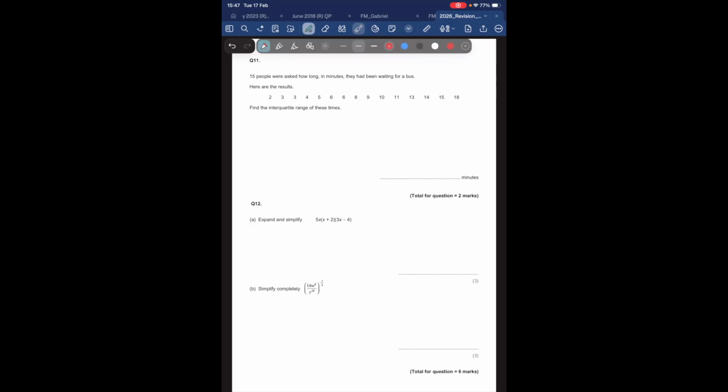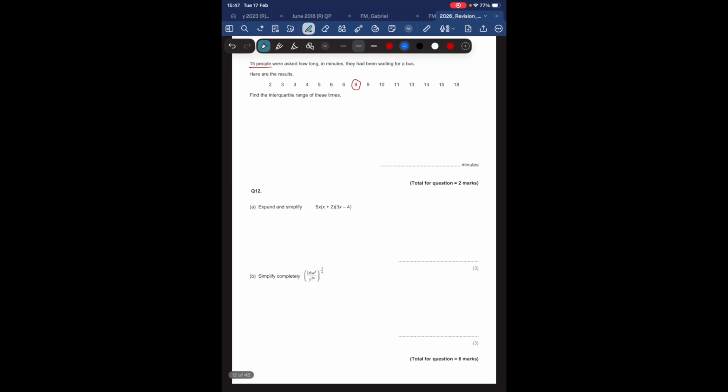The first thing to do is to pick out the middle value. Now, because we've got 15 people, the value that's going to be in the middle is going to be 8. In other words, we've got 7 values on the left-hand side and 7 values on the right-hand side. So the middle value, remember, is the median. So the median is going to be 8.